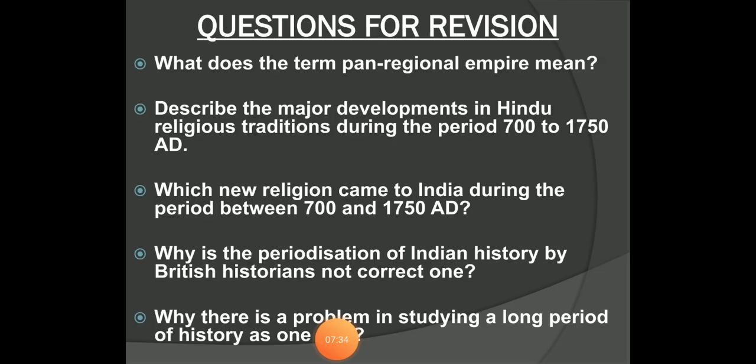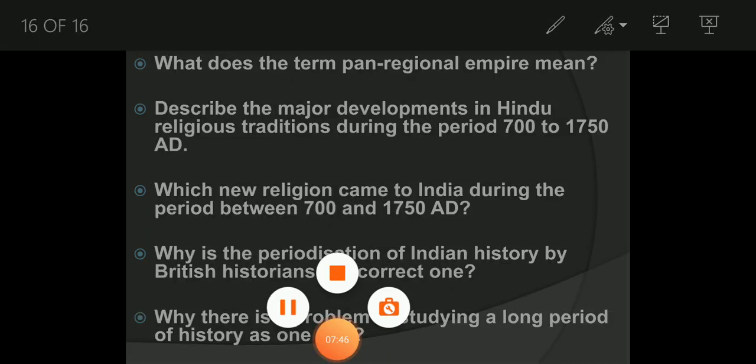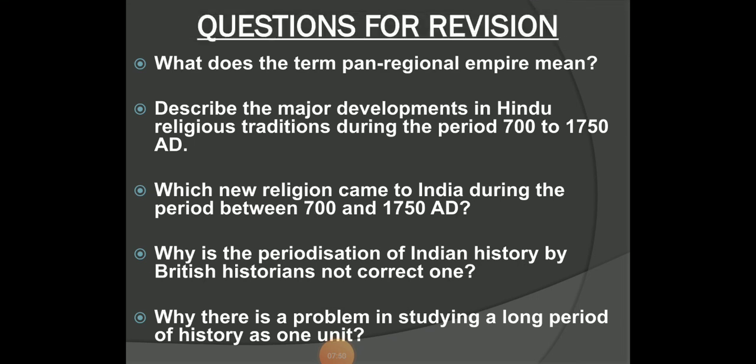Now, there are some questions for you so that you can revise the topic. The first one is, what does the term pan-regional empire mean? Second, describe the major developments in Hindu religious traditions during the period 700 to 1750 AD. Third, which new religion came to India during the period between 700 and 1750 AD? Fourth, why is the periodization of Indian history by British historians not the correct one? Fifth, why is there a problem in studying a long period of history as one unit?